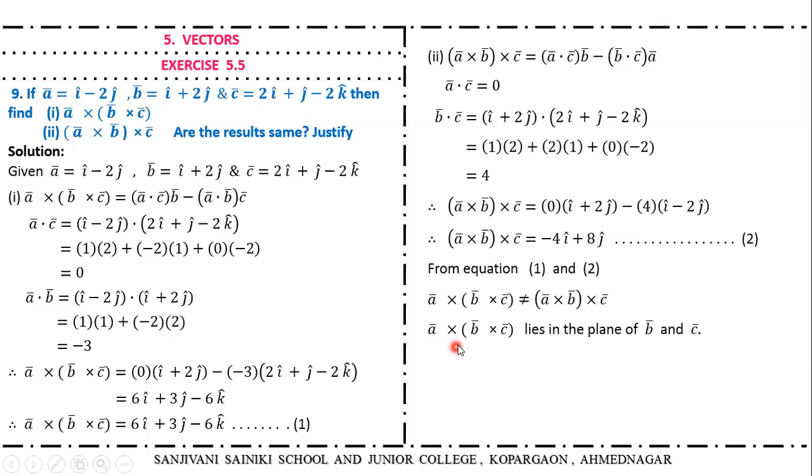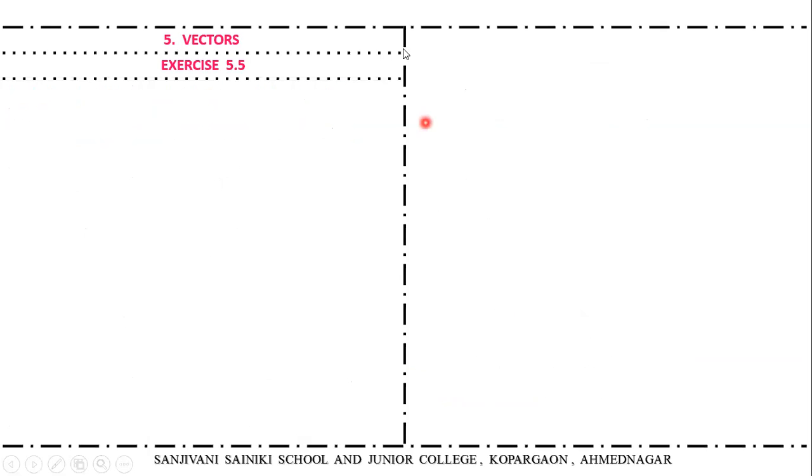And what do we conclude? We conclude that the first vector, a bar cross (b bar cross c bar), lies in the plane of b bar and c bar, whereas (a bar cross b bar) cross c bar, this vector lies in the plane of a bar and b bar.